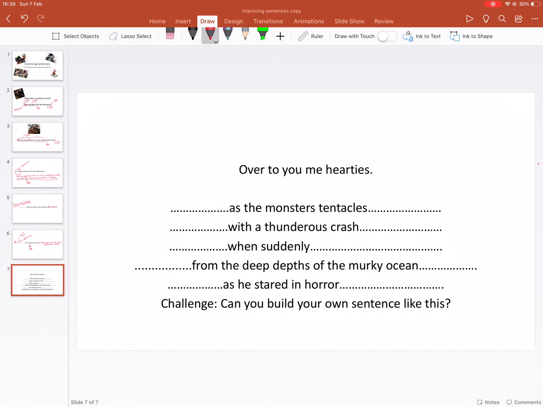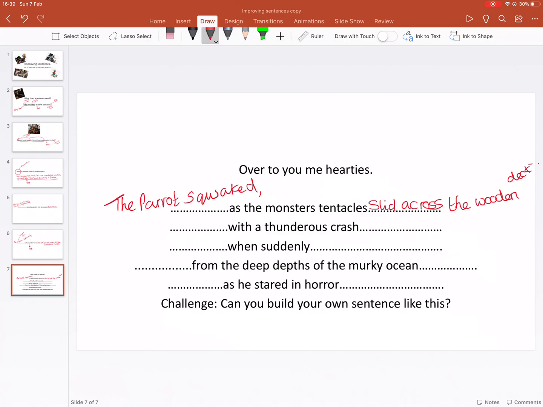I know, I could put something simple here. The parrot squawked, comma, as the monster's tentacles slid across the wooden deck, full stop. The parrot squawked as the monster's tentacles slid across the wooden deck.